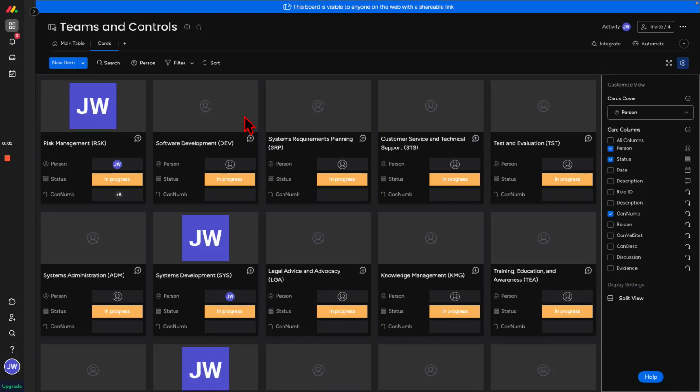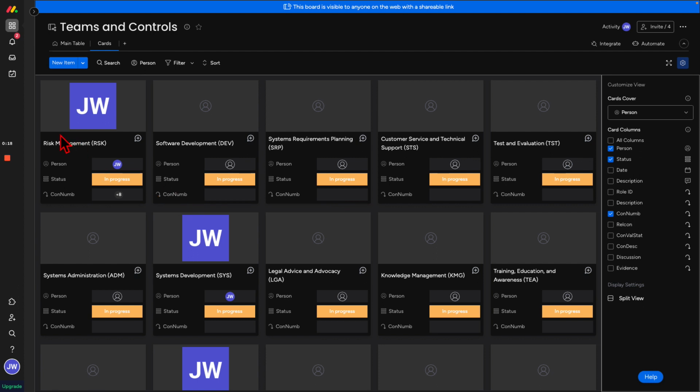Team communication in the information security industry doesn't have to be super complicated. Here, I've leveraged Monday.com to assign teams and controls to massively communicate and manage projects without having to write an email or get confused about the scope or the boundaries.